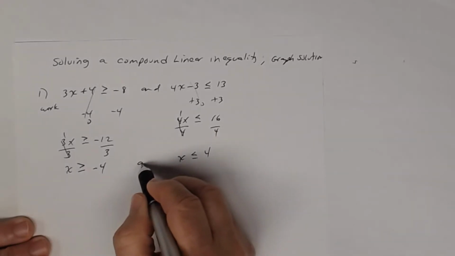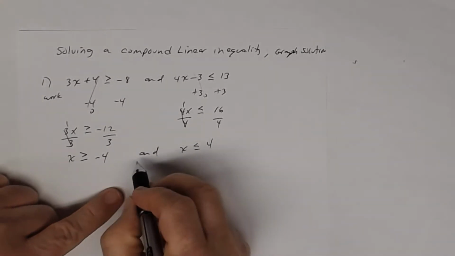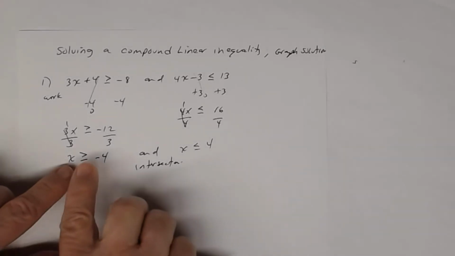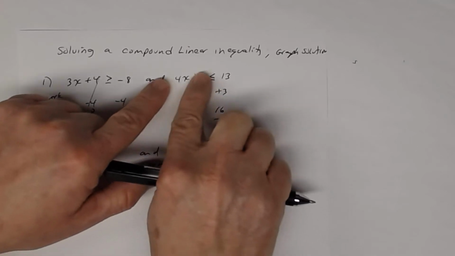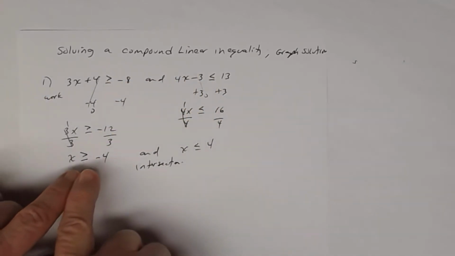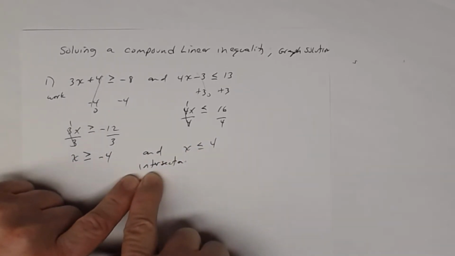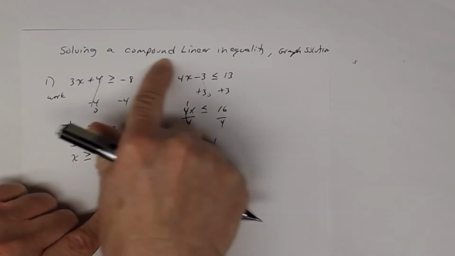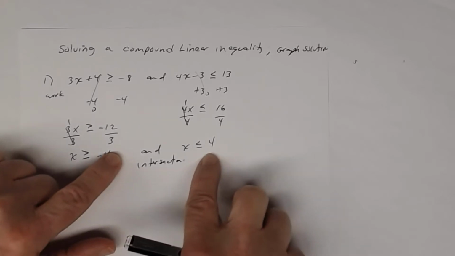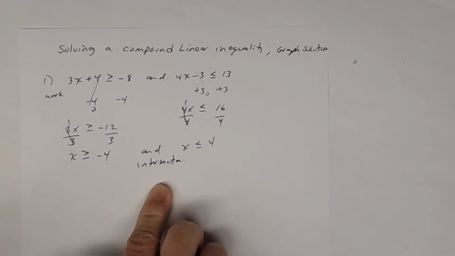But remember, I have the word "and," right? So make sure you write that down, the word "and." "And" means intersection. So what that means is that the solution to this compound inequality has to be the solutions here and the solutions here that they have in common. So the solutions to the compound inequality has to be the solutions that these two have in common. So, the intersection.